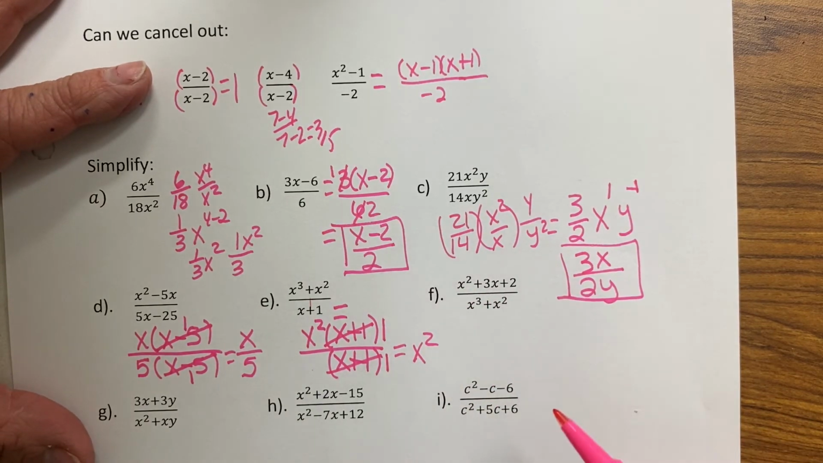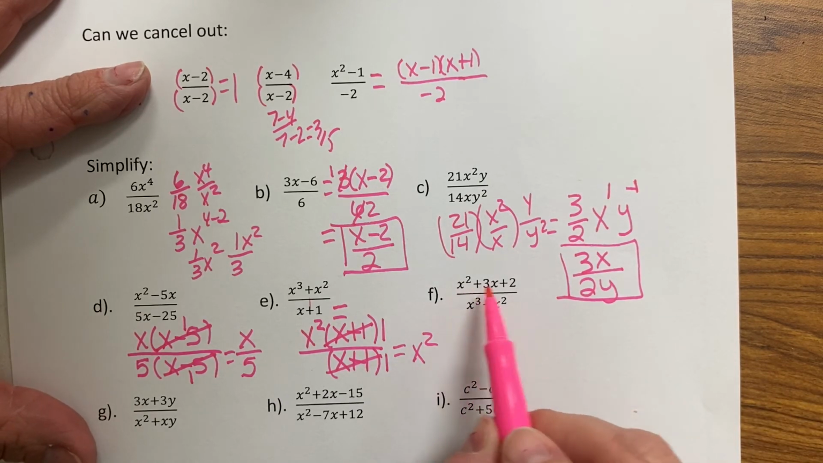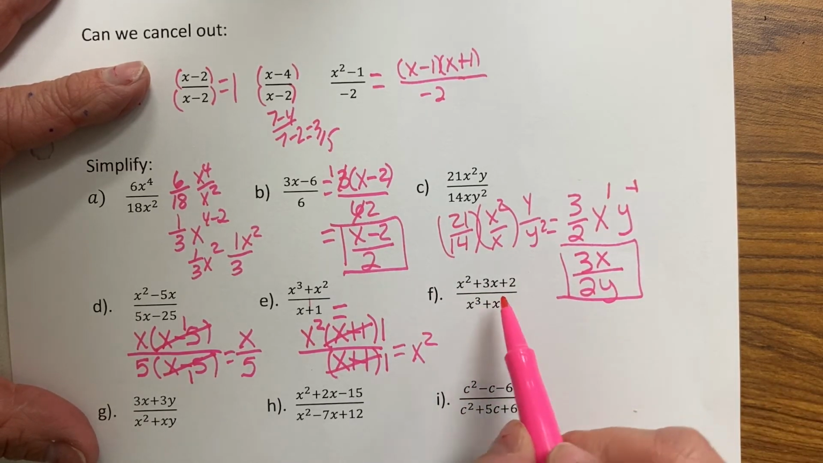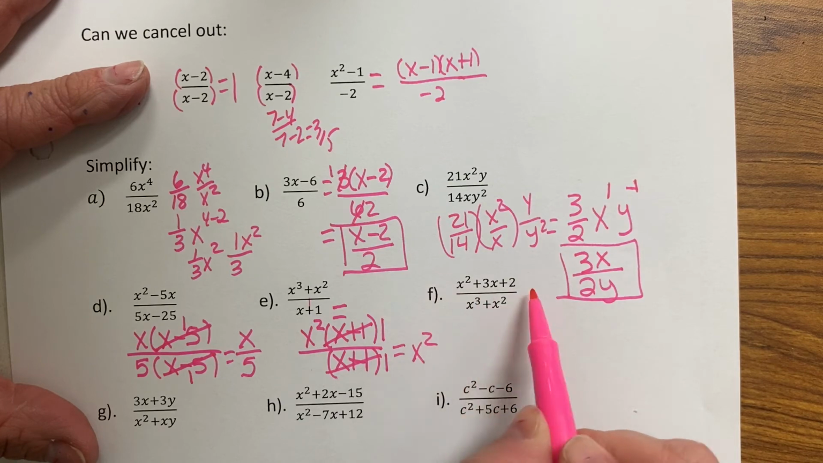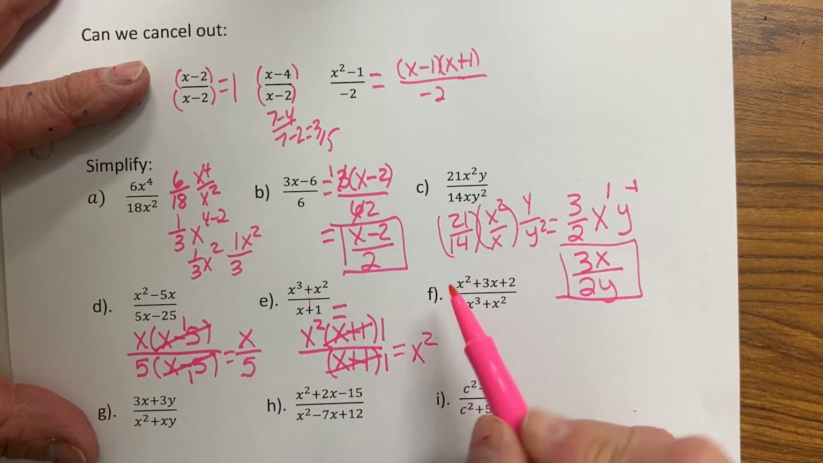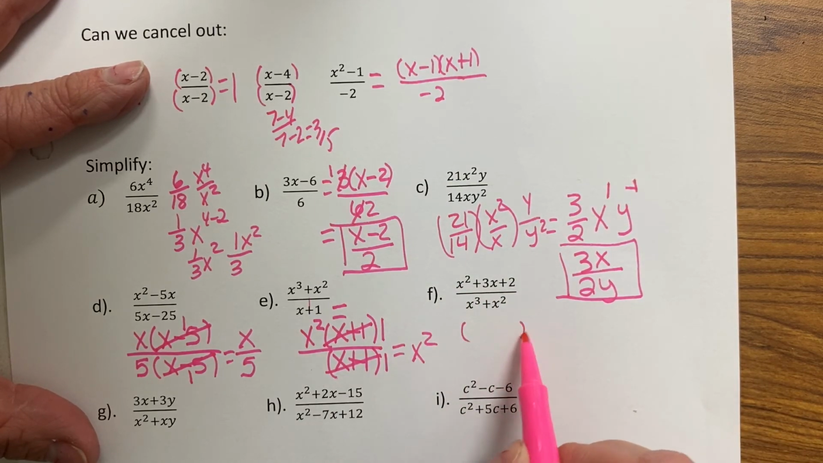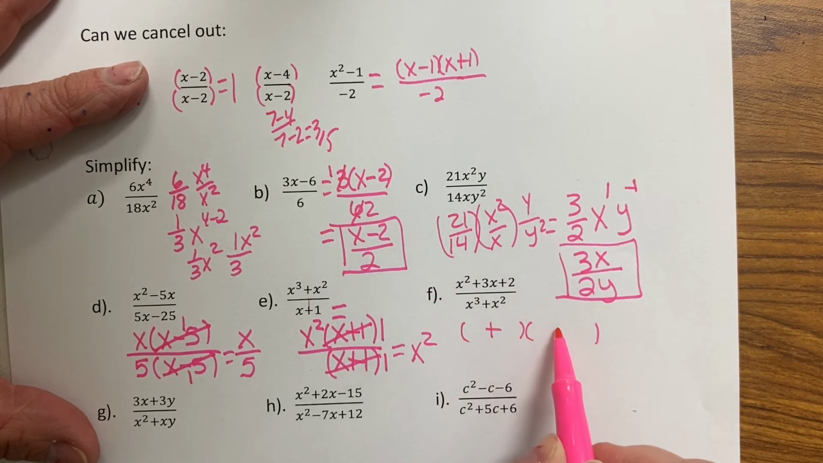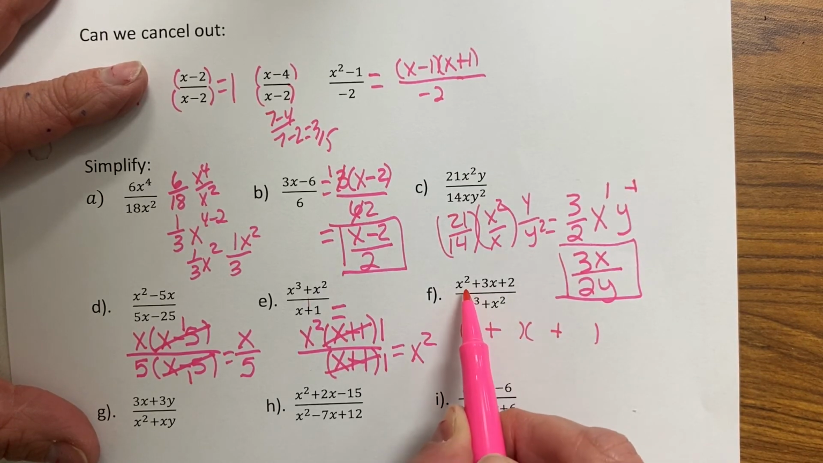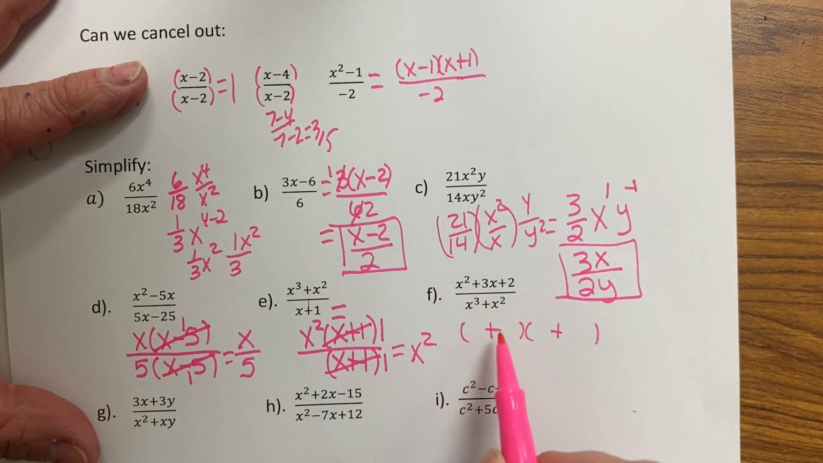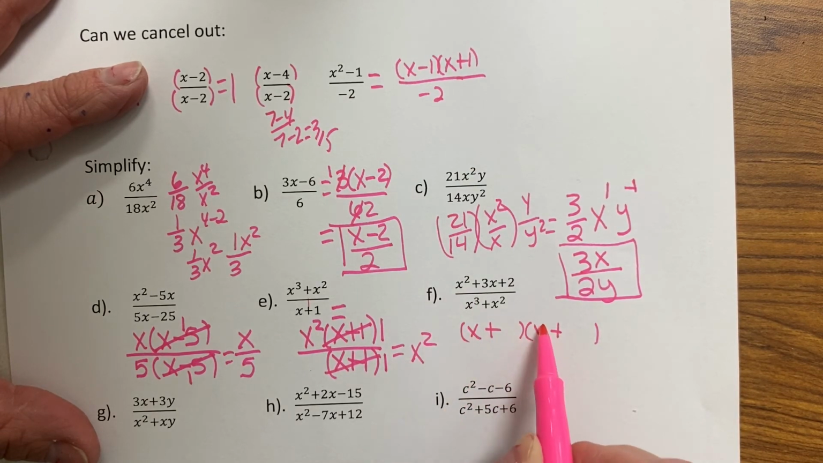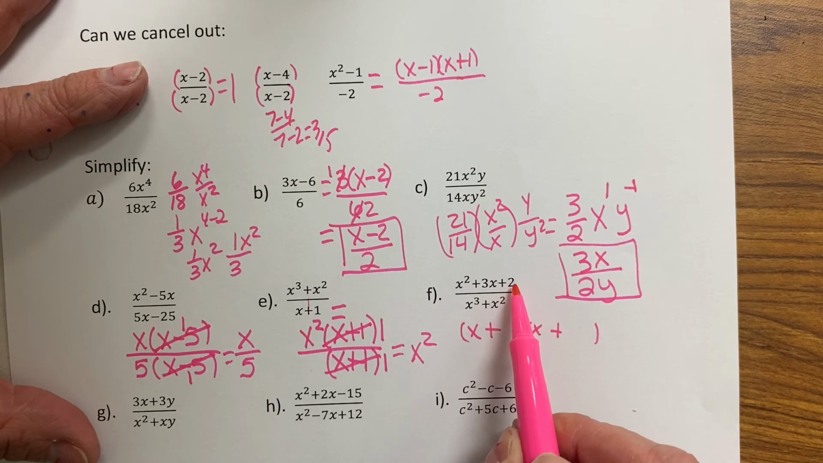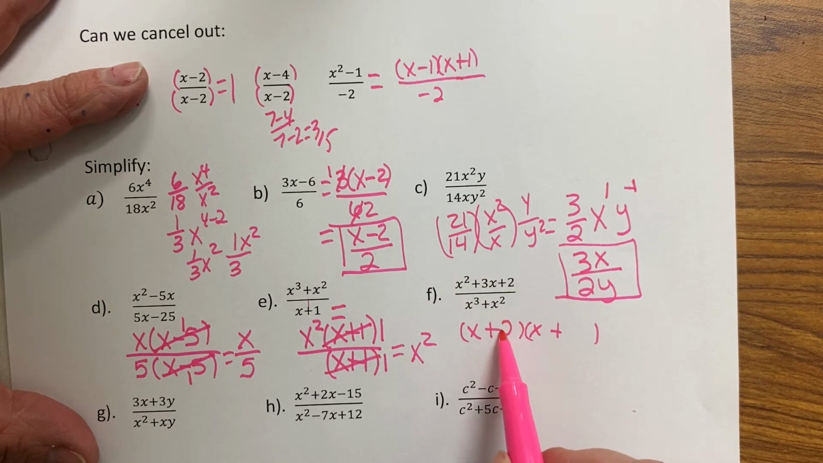Letter F, I want to factor the top. I have a trinomial, which I will factor. I look to see if there's a greatest common factor other than 1, and there's not. And so this sign tells me that both my signs are going to be positive. I'm looking for two numbers I multiply together that will give me x squared, and so this is going to be x and x. And then two numbers I multiply together that will give me 2 that will add up to 3, and so I'll have 2 and 1.